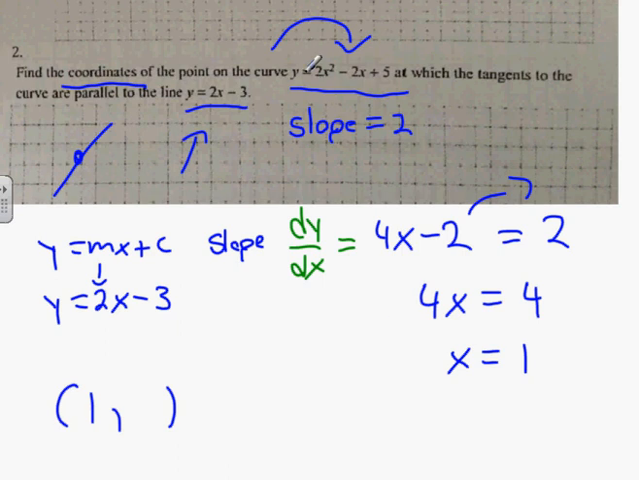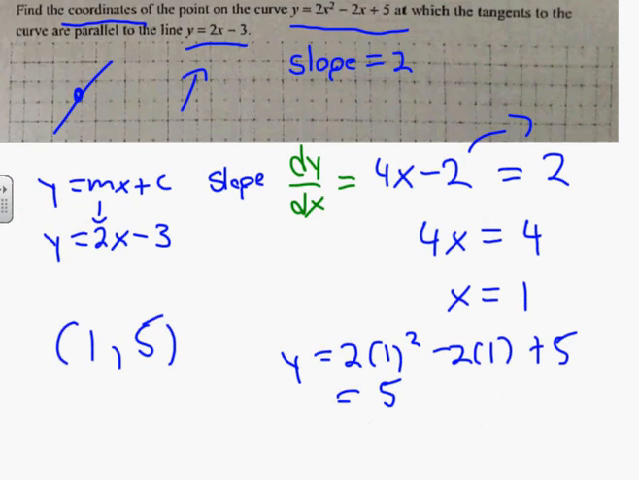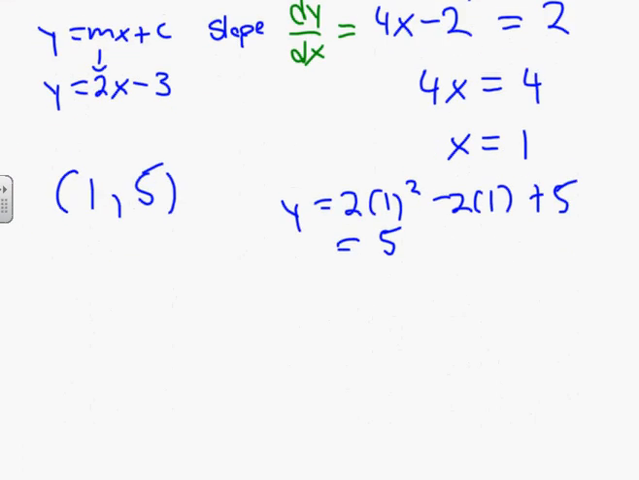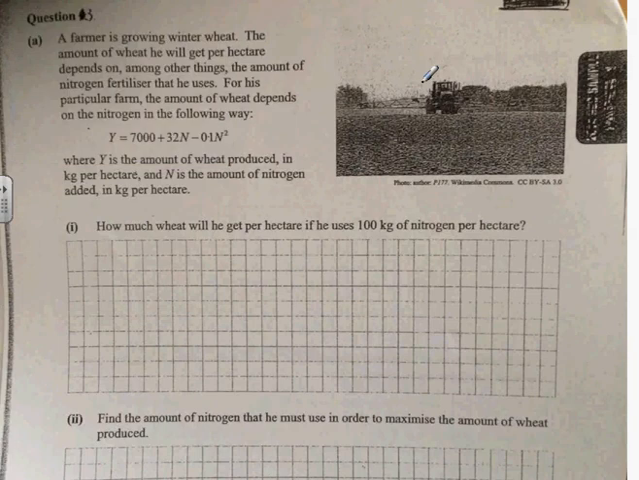So the coordinates are on the curve, not the line that the tangent's parallel to. So you have to replace x with 1. 2 times 1 squared minus 2 times 1 plus 5. What's that? 2 minus 2? 0, 5. Answer there is 1, 5. We've done this question before. Okay. Any questions?